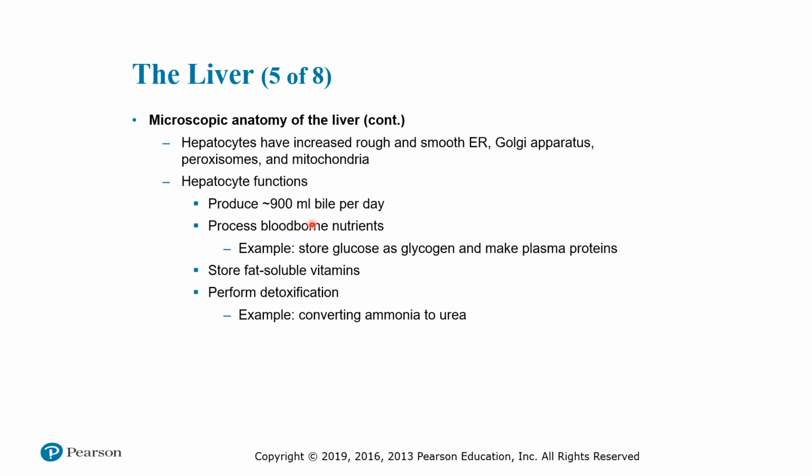They produce almost 900 milliliters of bile per day, and they also process the blood-borne nutrients. The blood from the gut comes to the liver. And how do they process the nutrients? For example, they store glucose as glycogen and make plasma proteins. They also store fat soluble vitamins, and they also perform detoxification, for example converting ammonia to urea. So liver cells are very important, and they are doing many functions in the body: producing bile, processing the nutrients, storing fat soluble vitamins, and performing detoxification.